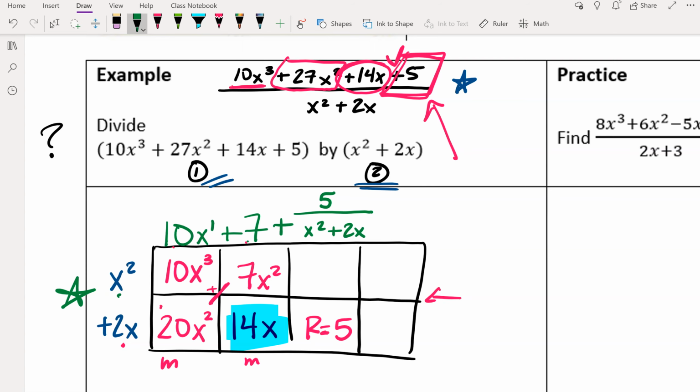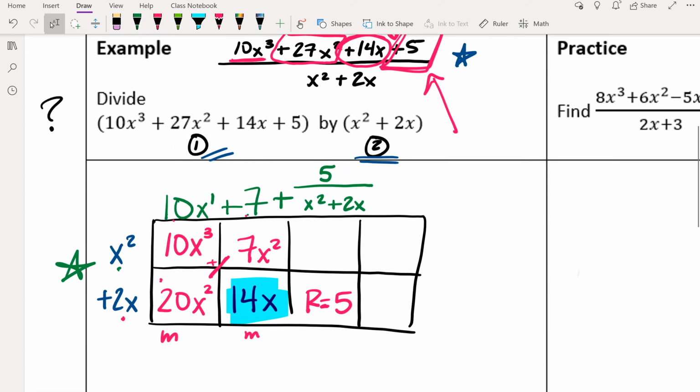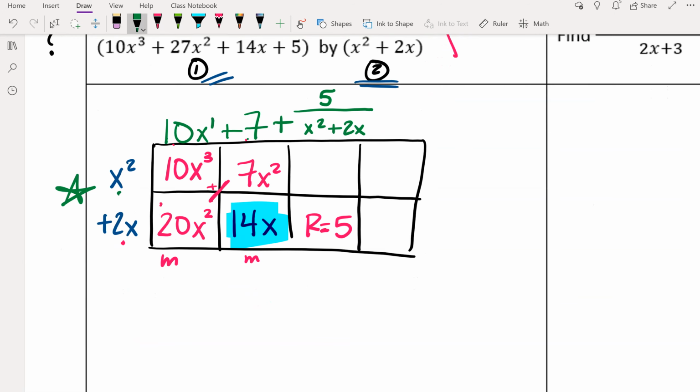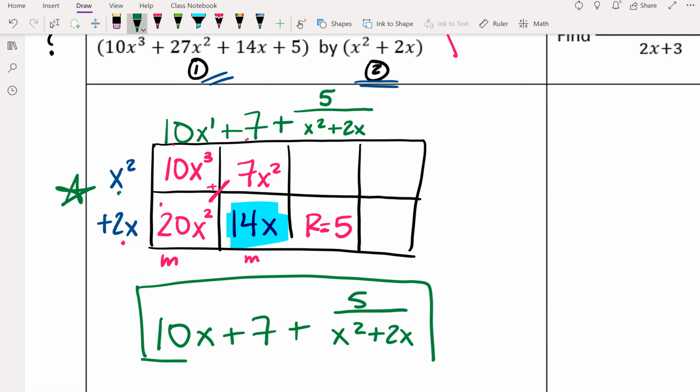Okay, so to write our final answer, we're going to take it off of the box because you shouldn't leave your final answer on the box. 10x plus 7 plus 5 divided by x squared plus 2x. That's our final answer. Sweet.